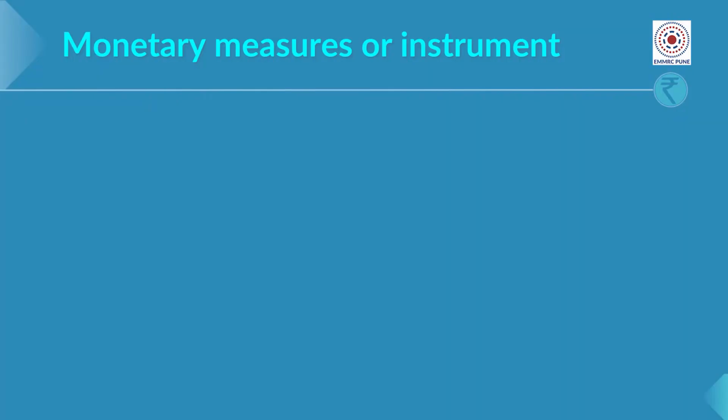There are three types of measures to correct disequilibrium in the balance of payment. First, monetary measures or instruments. Second, non-monetary or fiscal measures or instruments, and third, other measures. Now, we will discuss each measure and instrument in detail. So, let us discuss the first, monetary measures or instruments.